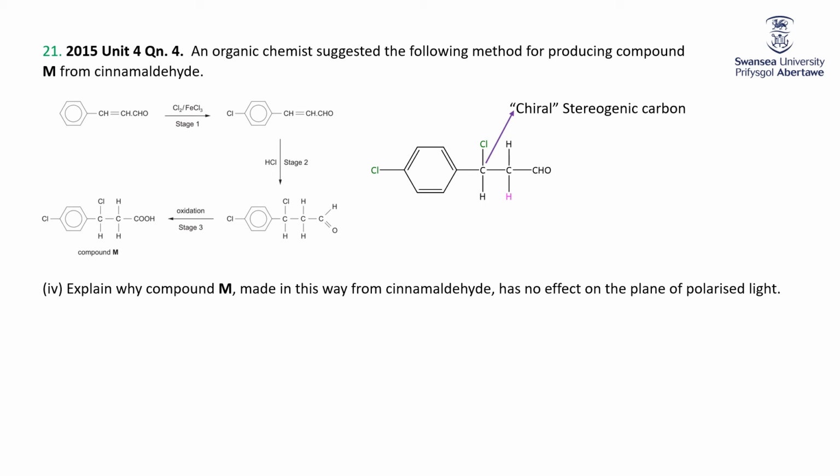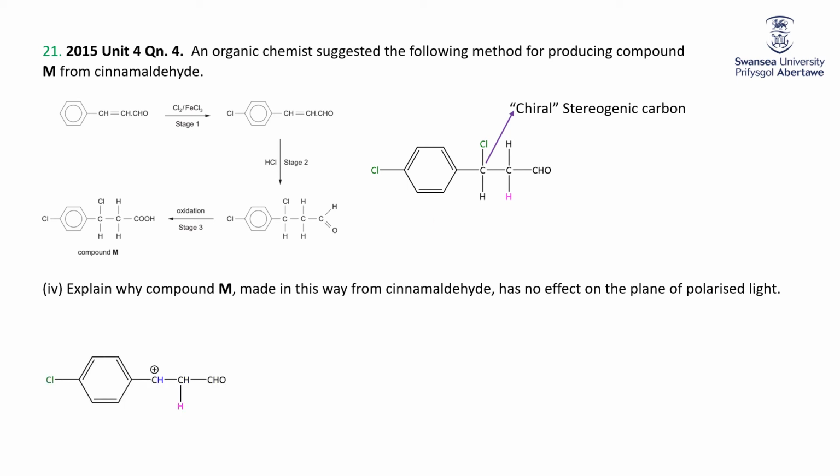A stereogenic carbon would have two different enantiomers, and if you have one enantiomer, it will rotate polarized light one direction, and if you have the other enantiomer, it will rotate it the other direction. So what this is saying essentially is: explain why compound M, even though it's got a chiral carbon and so could have enantiomers, doesn't affect plane of polarized light. And the only way that happens is if you've got both enantiomers present.